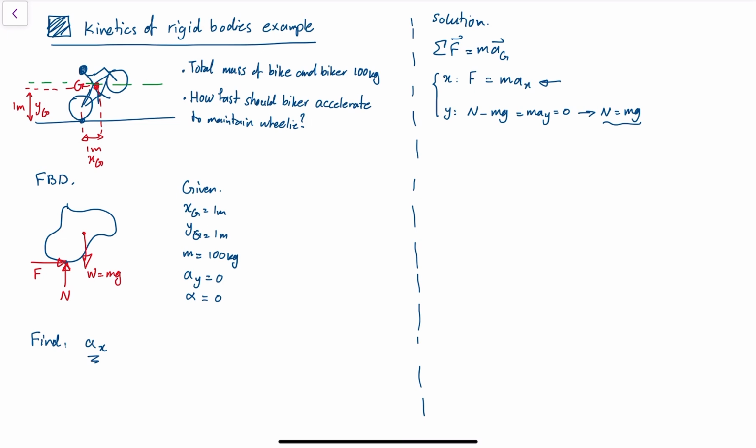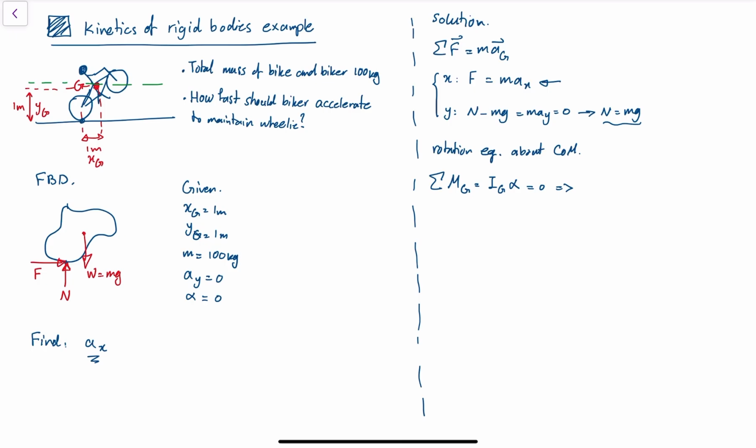So the only thing that remains is to look at the rotational equation. And for the rotational equation, you have choices. You can write rotation equals about center of mass. You can always, for any situation, do this. Sum of moments about G is I about G times alpha. Note that I was not given, but because alpha is 0, we actually don't need it. So this equals 0.